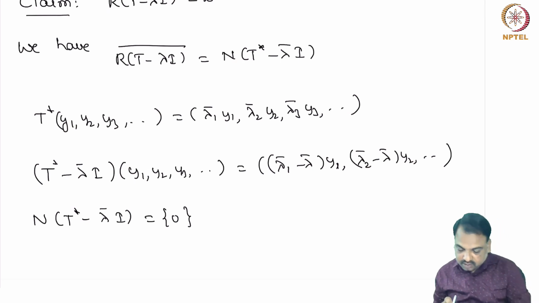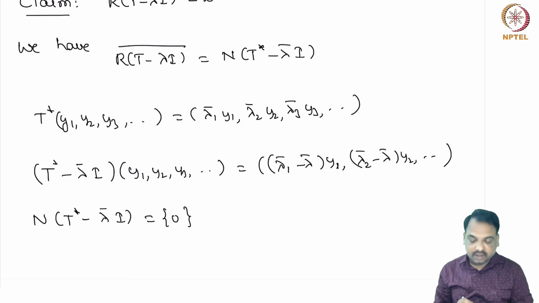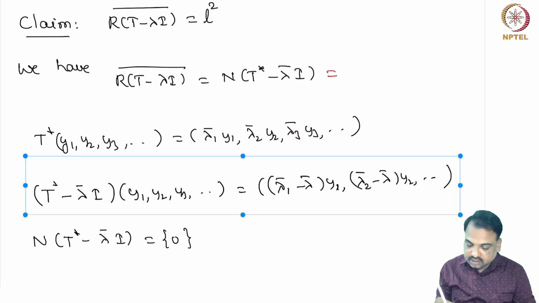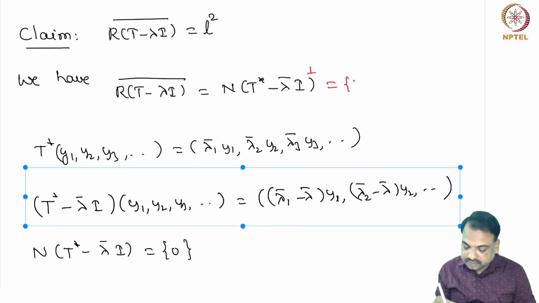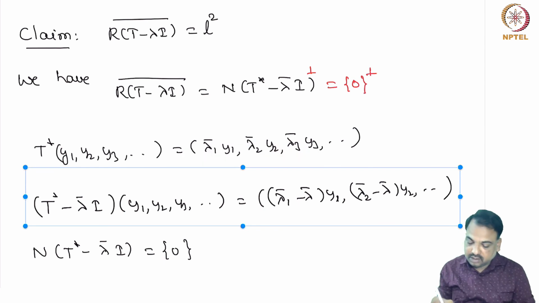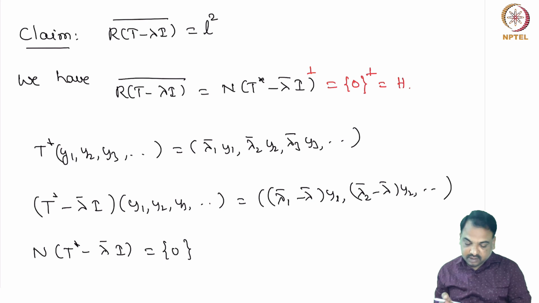The reason is that if you look at the definition, if the right hand side of the above equation is 0, and lambda is not equal to any of the lambda_i's, then from that we can conclude that each y_i is 0. So from that we can easily say that the null space of T star minus lambda bar I is 0. So here, if we go back, this is the orthogonal complement of 0, and that is H. So we can conclude that the range of T minus lambda is dense.